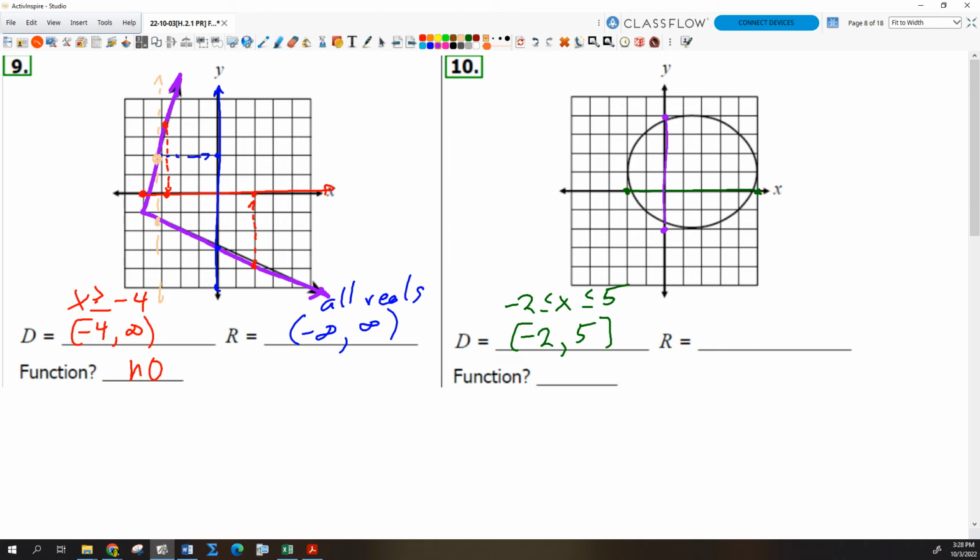So as an interval, how would I write that? -2 bracket and +4 bracket. How would I write that using an inequality? Y. There you go. So we start with the y. Y is greater than or equal to -2 and less than or equal to 4. Good. Is it a function? No, clearly not. It fails the vertical line test.